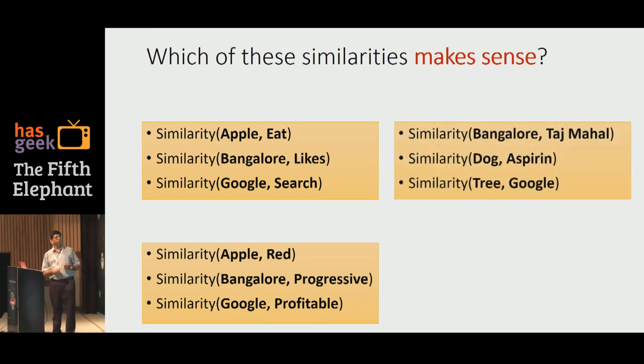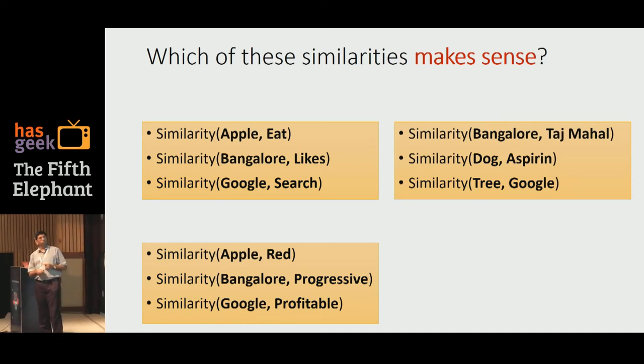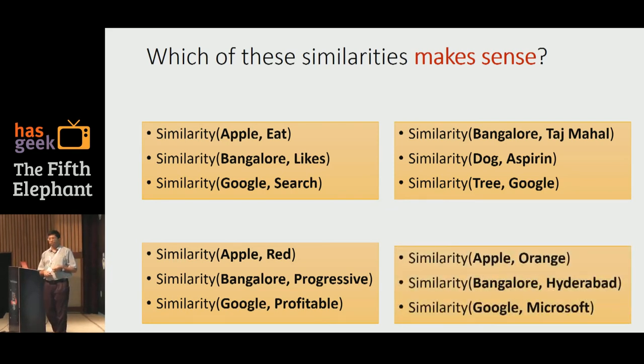What about this? Bangalore and Taj Mahal. Now both are nouns, right? Dog and aspirin, tree and Google. What about apple and orange? What about Bangalore and Hyderabad?